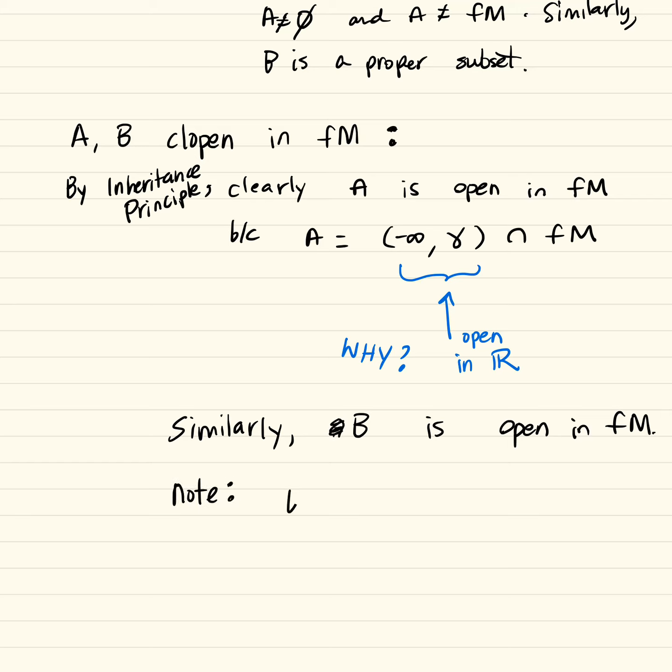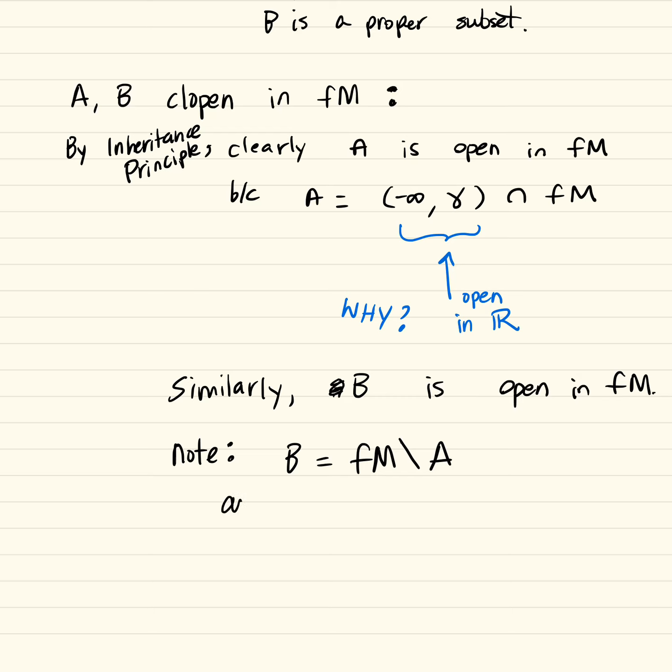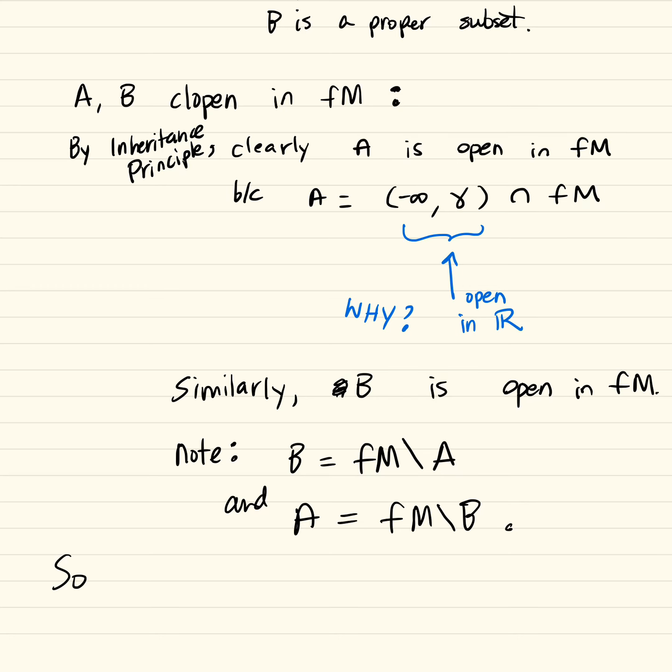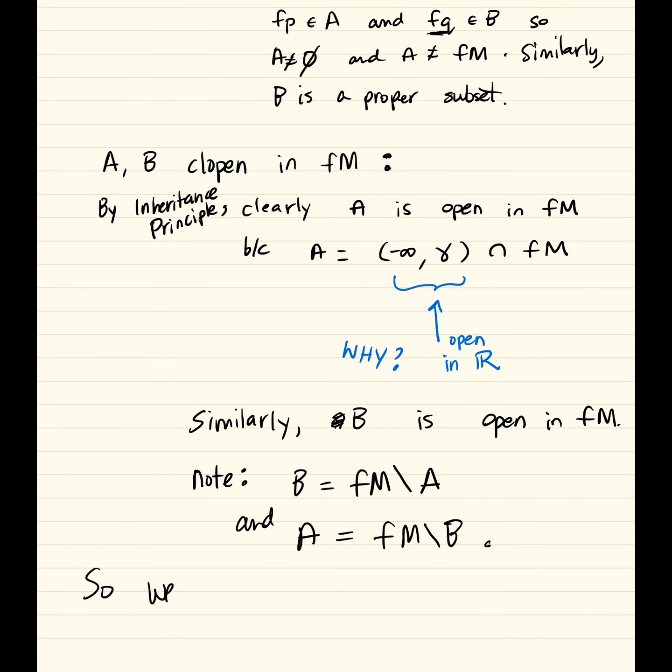So note B is equal to the points in F of M that aren't in A, and A is equal to the points in F of M that aren't in B, right? So if A is open in F of M, then B is closed in F of M. Okay? So we have a separation of F of M.